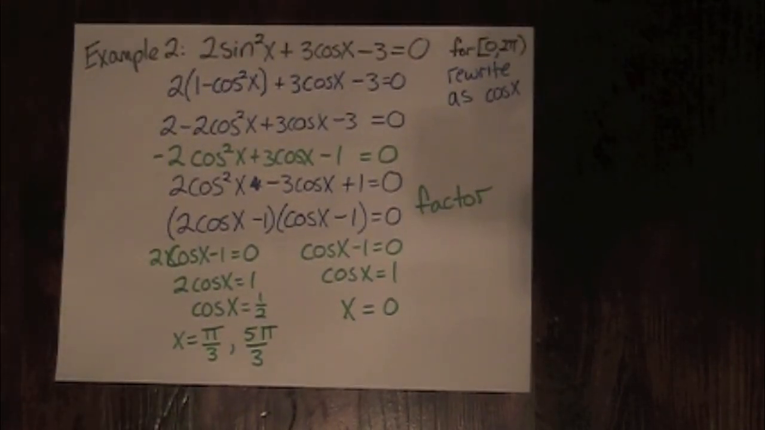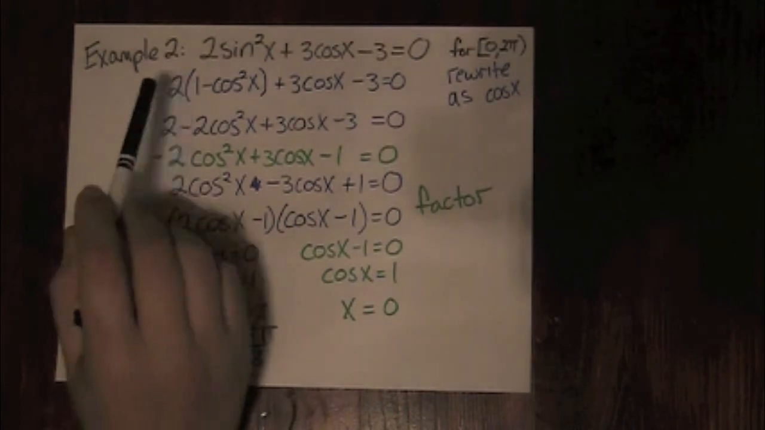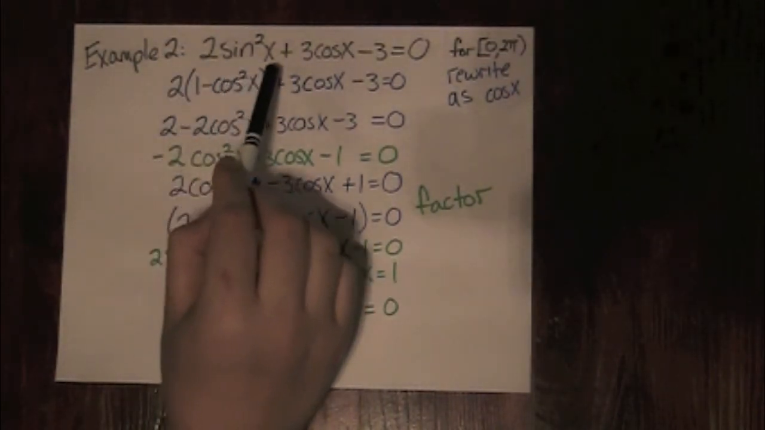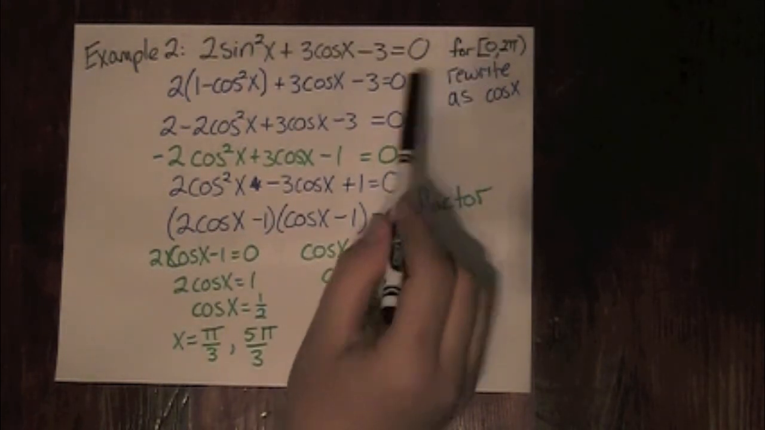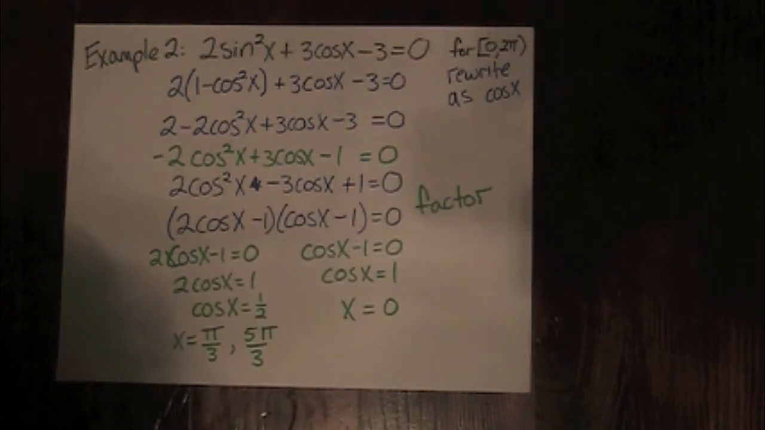Example 2, which is the second example from the first slide. 2 sine squared of x plus 3 cosine of x minus 3 equals 0 for 0 to 2 pi. This time we are using an interval, and I used interval notation for that.